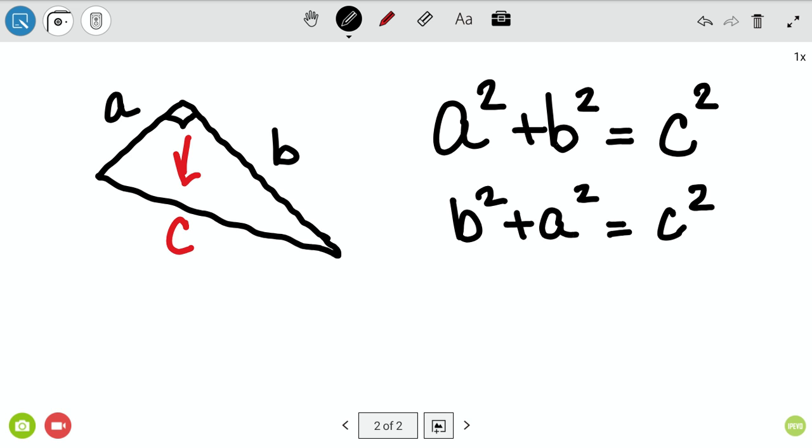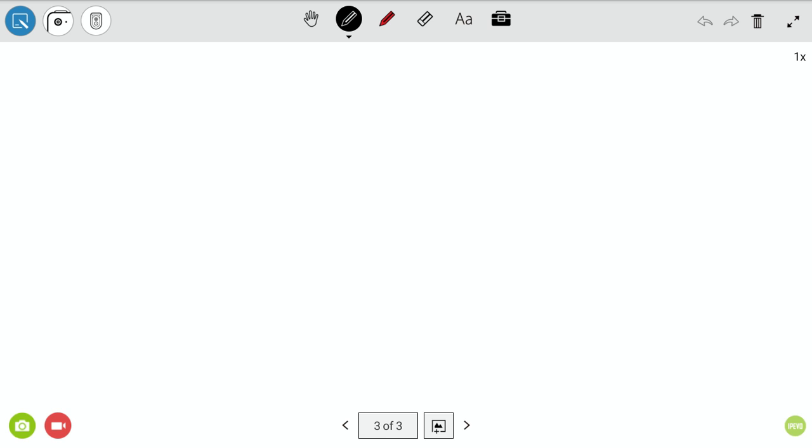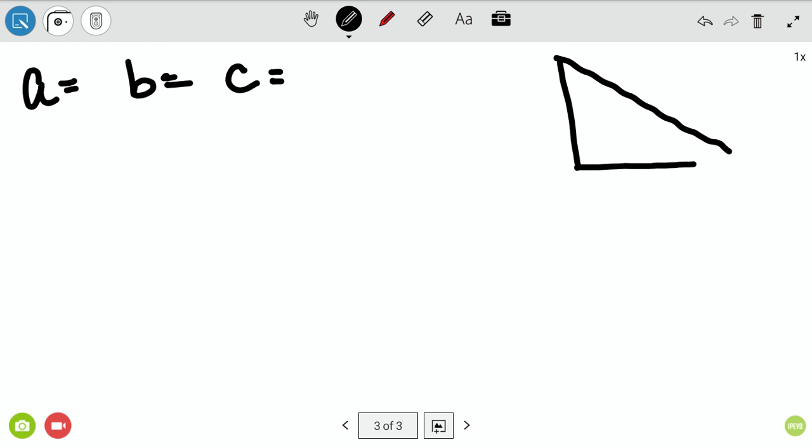And we'll do examples like that here in just a second. All right, so let's do an example when you're going to be given these in two different ways. The first way is you're going to be given A equals, B equals, and C equals. And then another way you'll be given it is you'll be given a drawing and you'll be given a couple of sides, and then you've got to find the missing side.